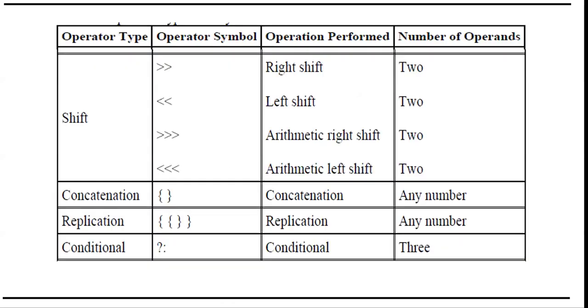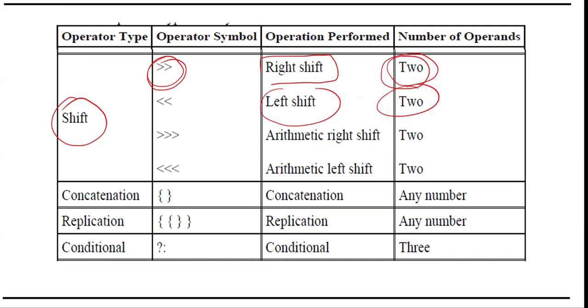Okay, then we will come to the final one, the shift operators. If you see this one, this is the right shift operator. How many operands are required? Two. Left shift, again two. Arithmetic shift right, two operands. See the operator here. In a normal right shift, we have two greater than signs, whereas in arithmetic right shift, we have three greater than signs. So this is something we have to discuss.